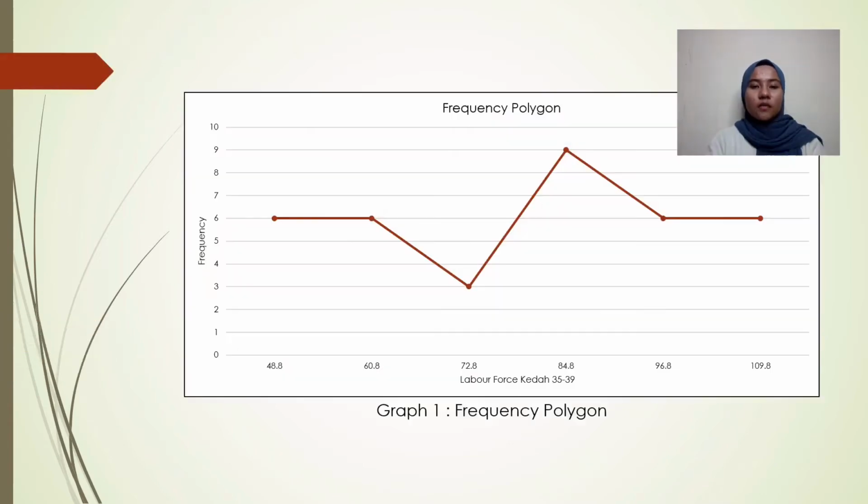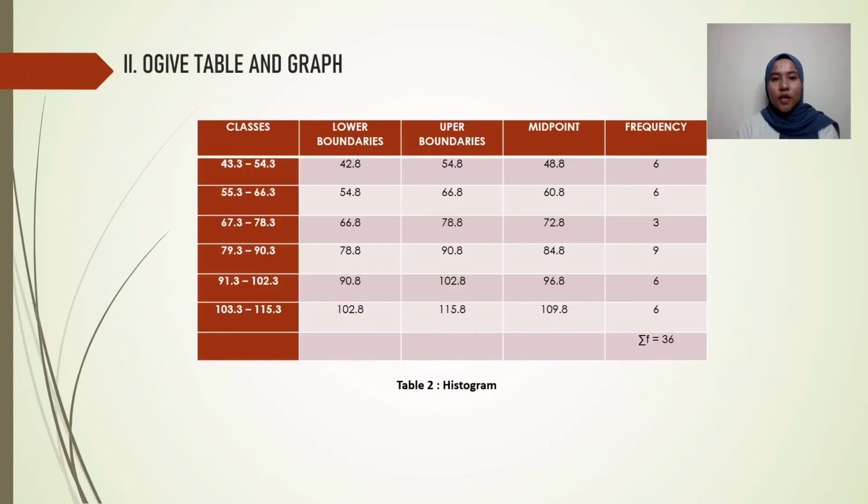Okay, next. In this paragraph, one is the frequency polygon. Next, I'll give the table and graph. You can see it's a table for histogram. First, you can see the class, lower boundaries, upper boundaries, midpoint, and frequency.